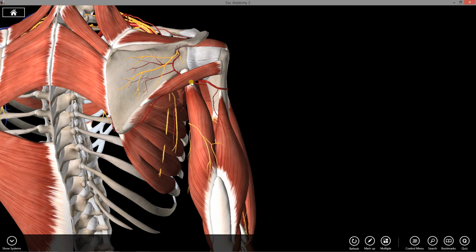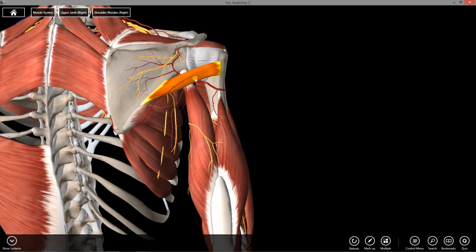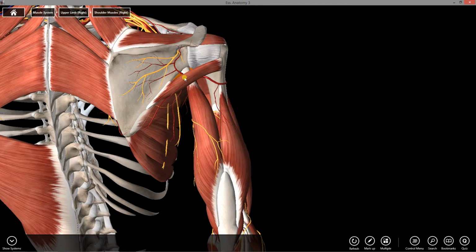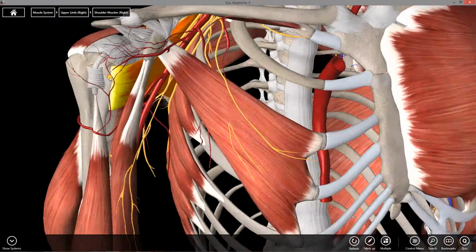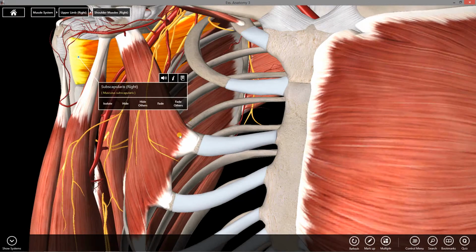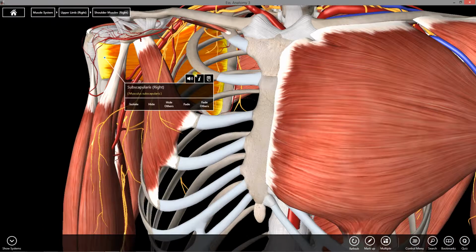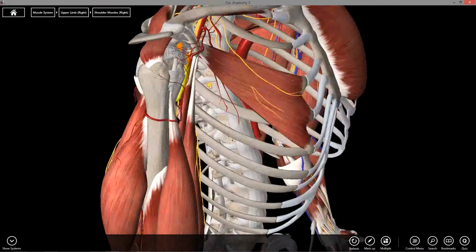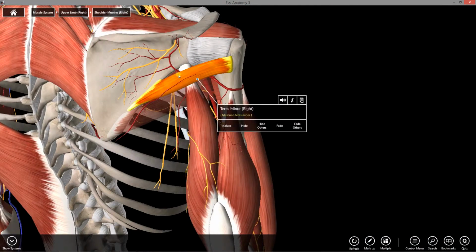So there's a couple important landmarks for defining the boundaries of this quadrangular space. Basically, superiorly, we have teres minor and the subscapularis. The subscapularis is right here. If I rotate around and get rid of the serratus anterior, you can see it right there, attaching to the subscapular fossa on the other side of the scapula. So we have teres minor and subscapularis through there.